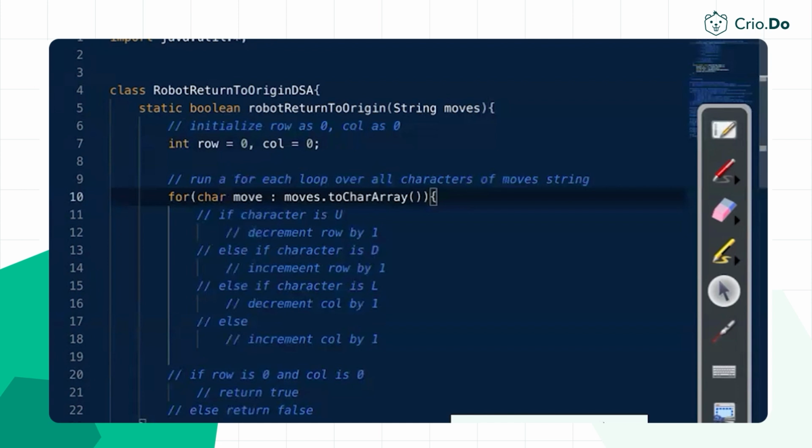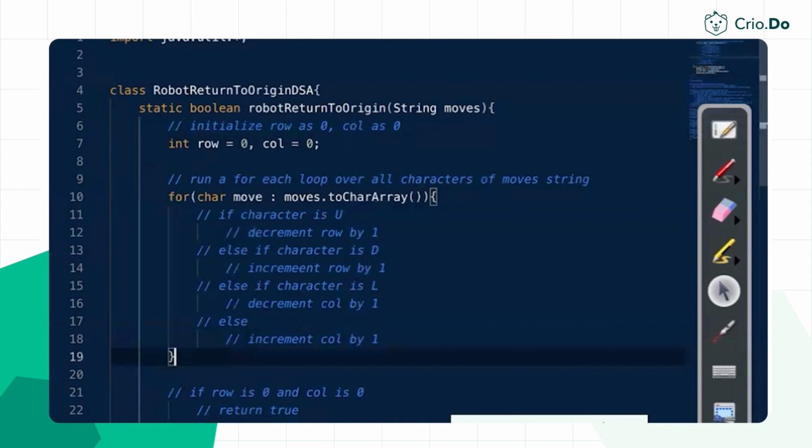If you don't know how to do a for each loop, maybe you can just go with the simple index based loop. That is also okay. Then you have to use a charAt function to get the character at each index. Now that is removed. You don't need to do a charAt because we are already getting the characters only.